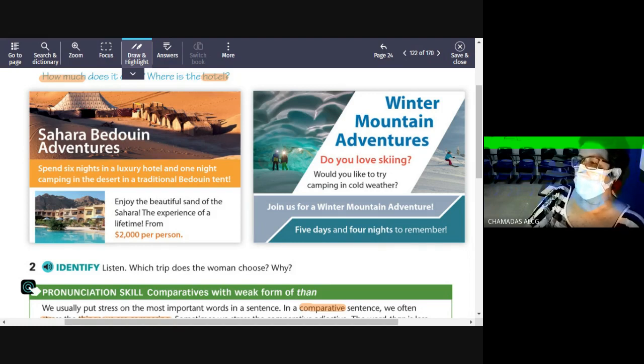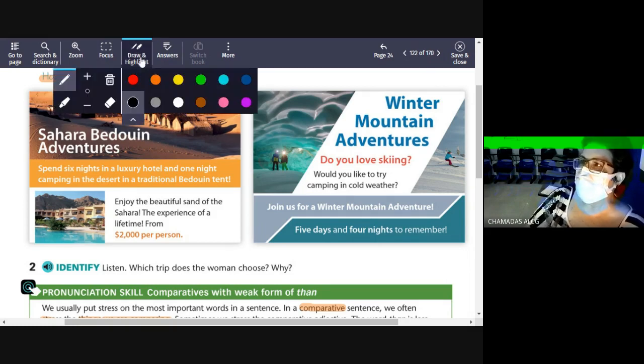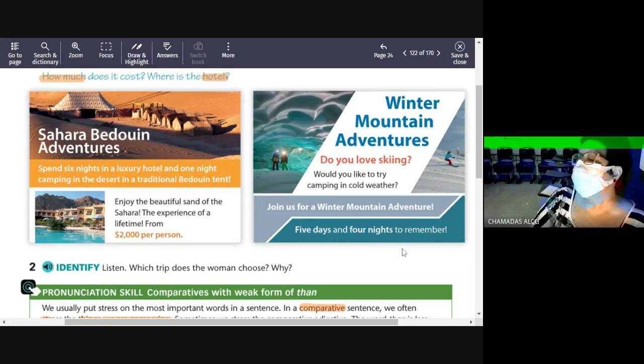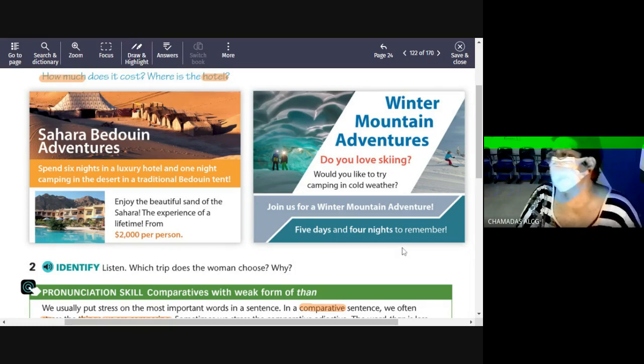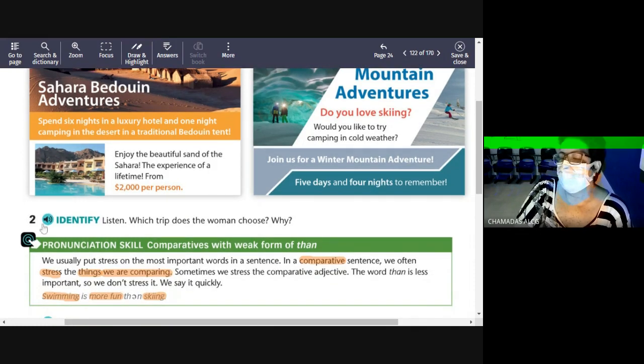Where do you think she's going? Is she going to feel hot in the desert, or is she going to freeze to death in the mountains? Oh my God. So let's see. Let's listen up and find out.